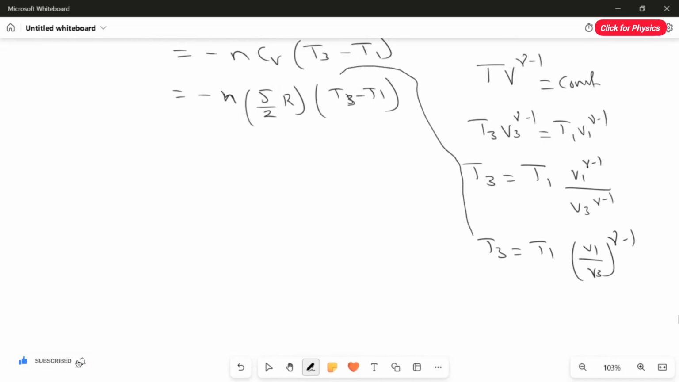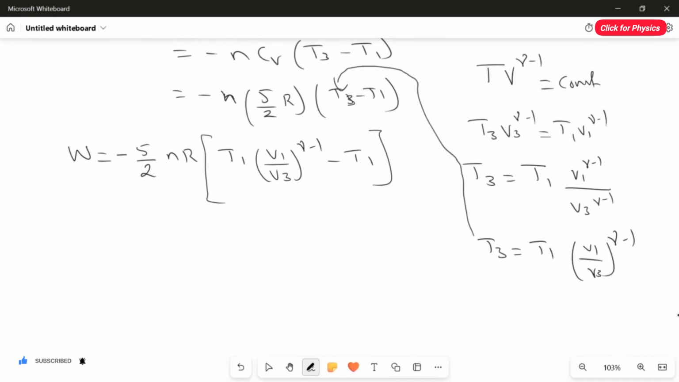Now I'm going to substitute this T3 here. If you take this T3 and substitute it, on the left hand side we have W. On the right hand side we will get minus 5 over 2 times nR. Inside the bracket I'm going to substitute T1 (V1 over V3) to the power of gamma minus 1, minus T1. Now you can see T1 is a common term, so we can take it outside. Therefore W is equal to minus 5 over 2, which is nothing but 2.5, right?